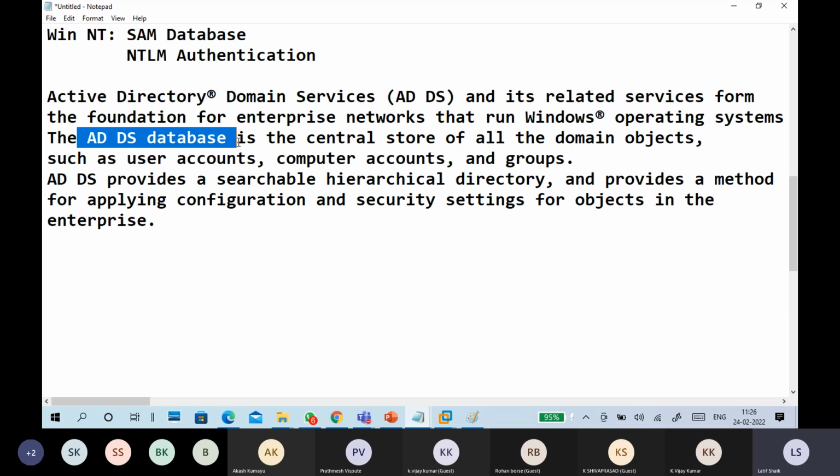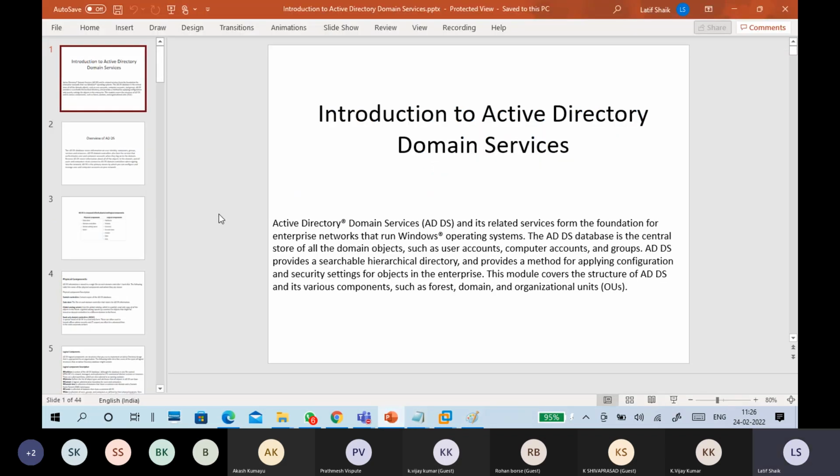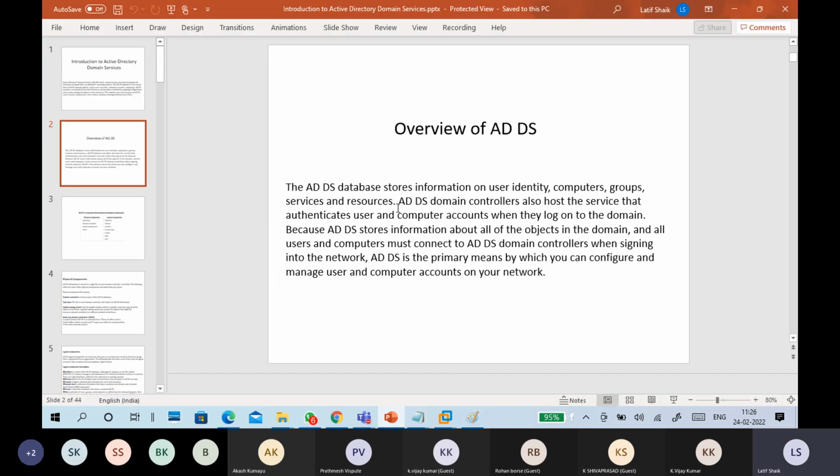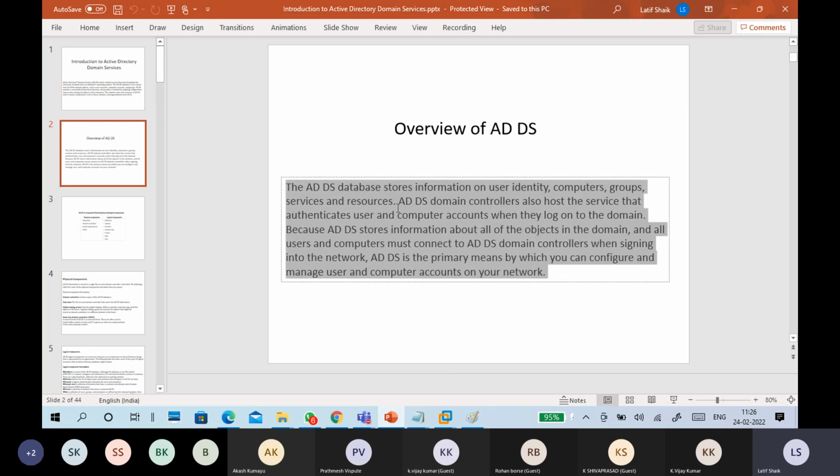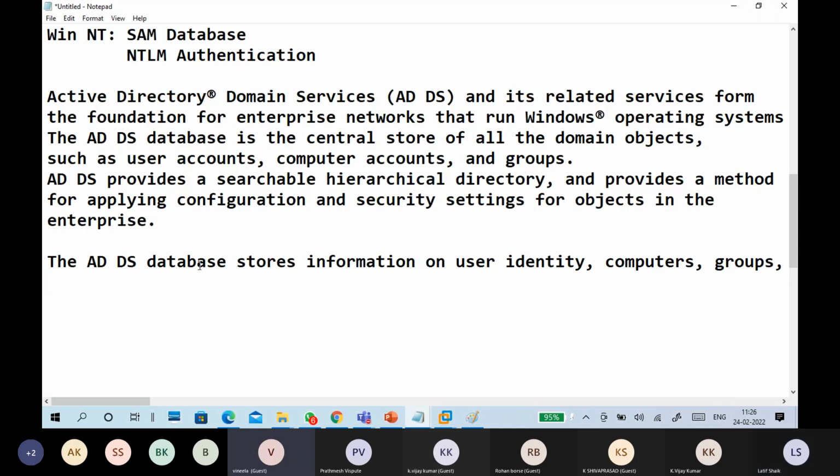Next, the Active Directory database is the central store of all domain objects such as user accounts, computer accounts, and groups. The Active Directory database stores information. The same thing is repeated, guys, because this is just the introduction and overview.